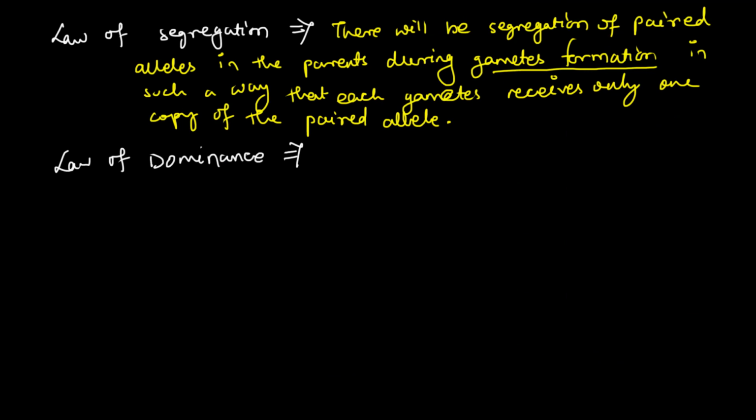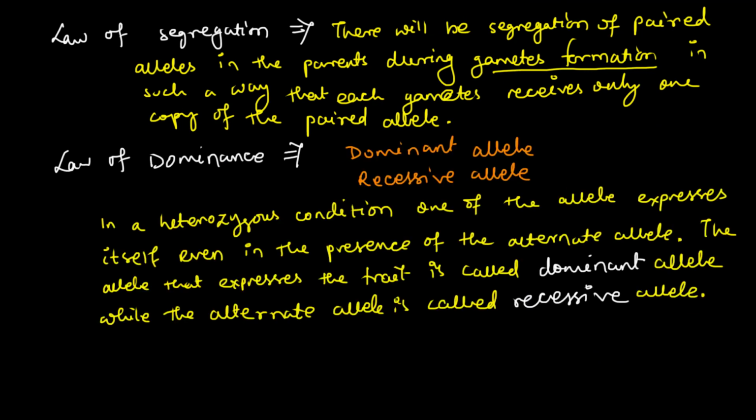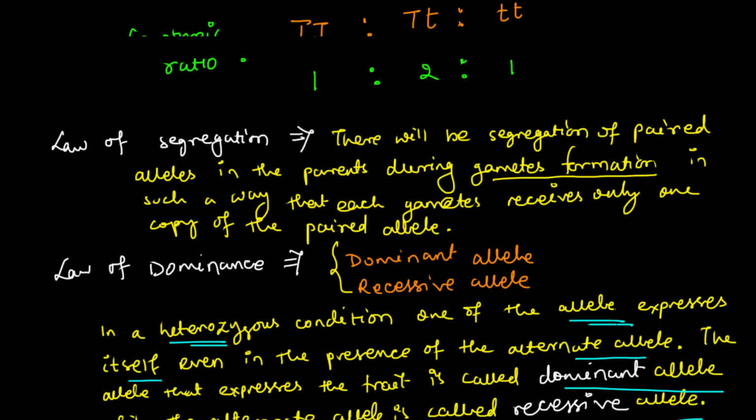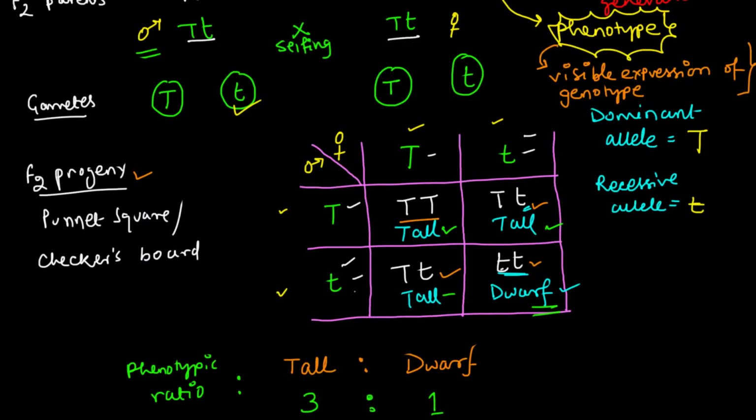Now, what about the law of dominance? The law of dominance talks about the dominant and the recessive allele. It says that in a heterozygous condition, where there are two different types of alleles, one of the alleles is going to express itself even in the presence of the alternate allele. Of the two alleles, the one that is able to express is called the dominant allele, and the other allele that is not able to express, that is simply present, is called the recessive allele. We already have talked about the dominant and recessive allele.